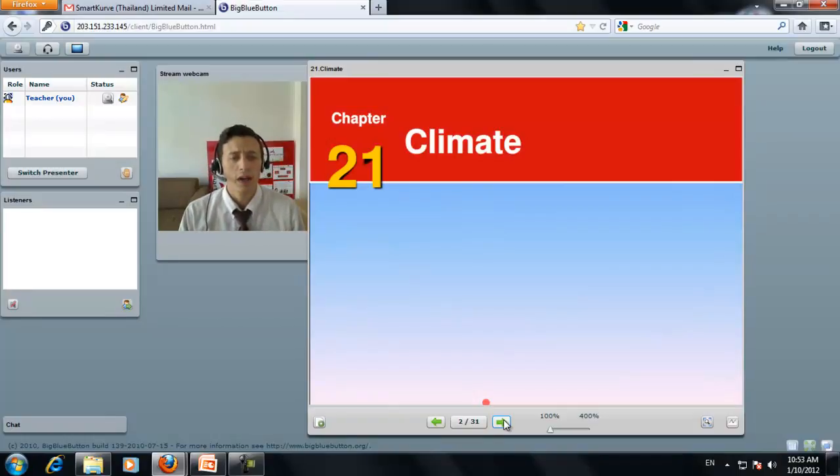Now, I think we understand that if you look at the Earth, we see a great diversity of weather. Some parts of the Earth are very hot and dry. Some parts are very wet. Some places are very cold. The purpose of this lesson is to help you understand why the Earth has such a great diversity of climate, so many different types of climate. So let's go ahead and get started.